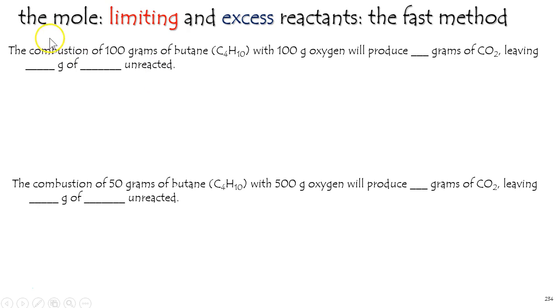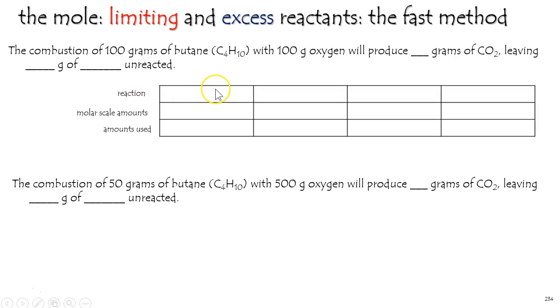Let's have a look. We're burning some butane, so we're going to take 100 grams of it. We're going to combine it with 100 grams of oxygen. And the question is, how many grams of carbon dioxide will it make? And they let you know it's a limiting reagent problem because they're also asking how many grams of whatever will be unreacted. So the traditional way is to find out how much carbon dioxide you can make from this, how much carbon dioxide you can make from that. The lower number wins, and then you do a separate calculation. It's time consuming. Here's a faster way to do it.